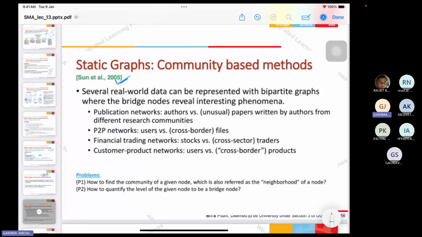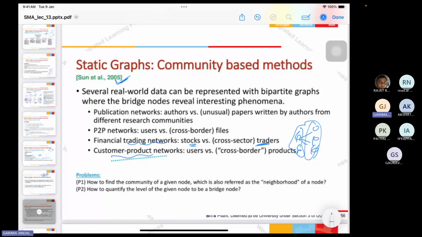Basically, this paper says that there are several real-world datasets that are bipartite. Examples are customer product reviews, as we have already discussed many times. On the Amazon website, we have reviewers who are reviewing the products. Then we have financial trading between the stocks and the traders. We will have different traders who are investing in different stocks. So this is a bipartite graph again.